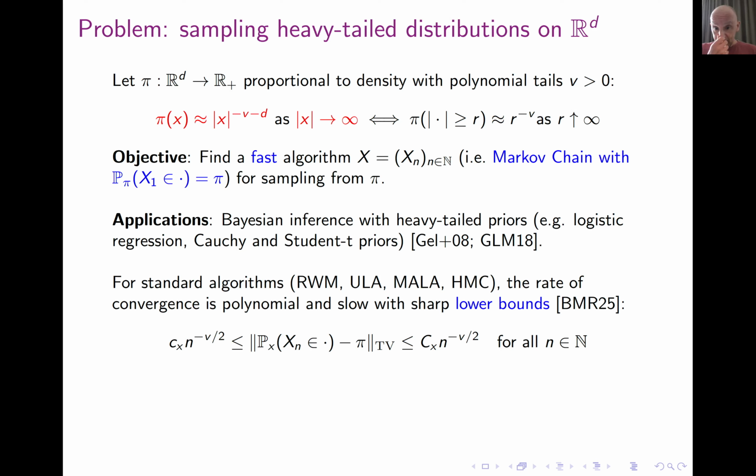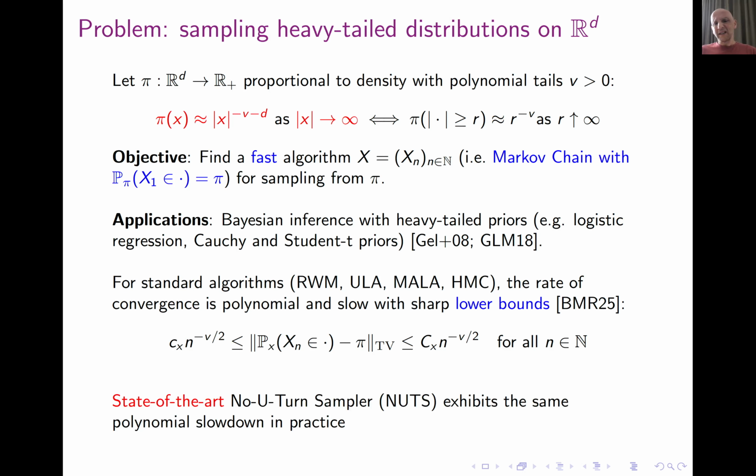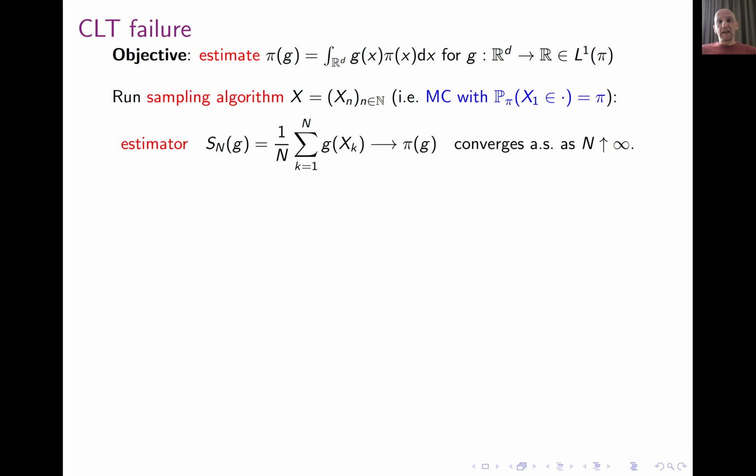Okay. The problem is that standard MCMC algorithms such as random walk Metropolis, MALA, or Hamiltonian Monte Carlo have very slow convergence rates. After n steps, the distance between the marginal law of the algorithm and the measure I'm trying to hit is polynomial, right? It's n to the minus v over 2, and this v is this v here. So the rate is not good. Now, there's the no-U-turn sampler that people would use in such situations. There are no theoretical results of this type, but slowdown happens in practice.